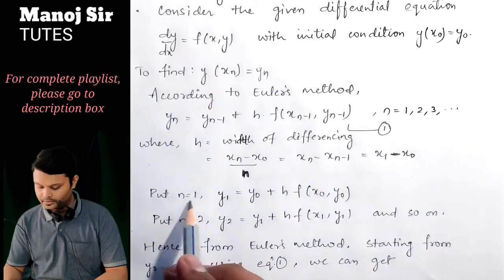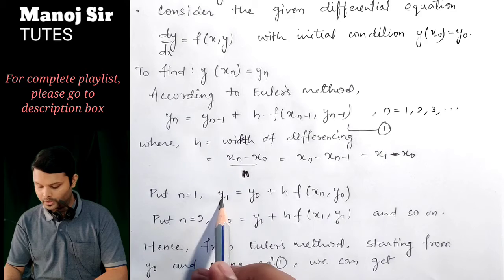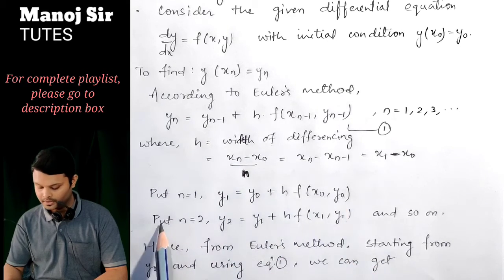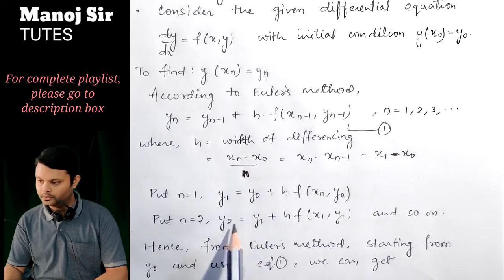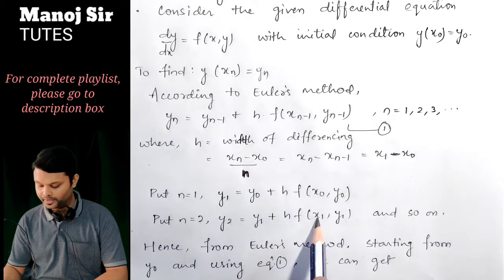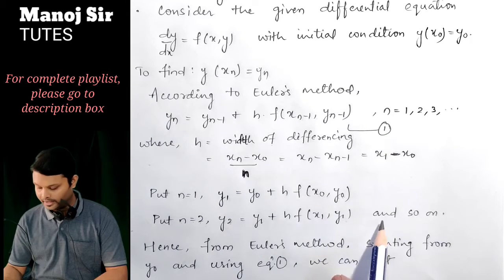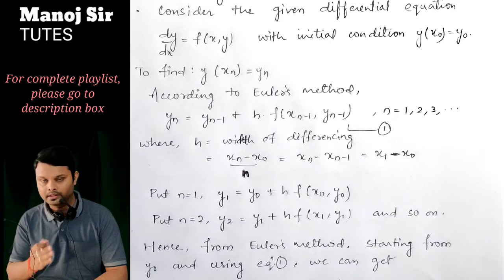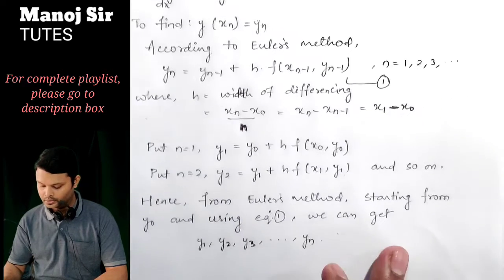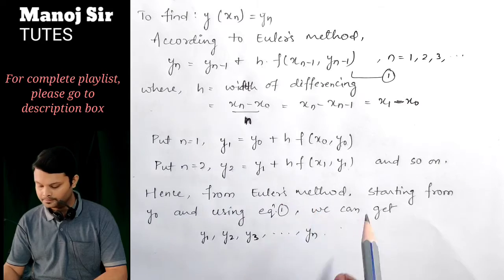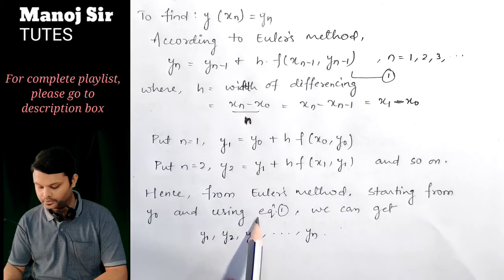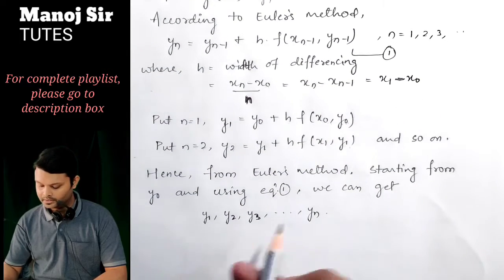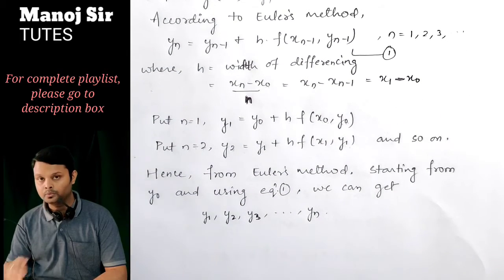Now if you put n equals 1 in this formula, you will get y1 equals y naught plus h into f of x naught comma y naught. Put n equals 2, you will get y2 equals y1 plus h into f of x1 comma y1, and so on. It means by using this formula you can get y3, y4 up to yn. So we can say from Euler's method, starting from y0 and using equation 1, this is my equation number 1, we can get y1, y2, y3 up to yn.